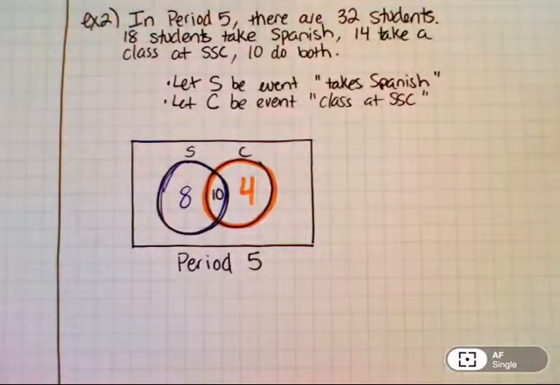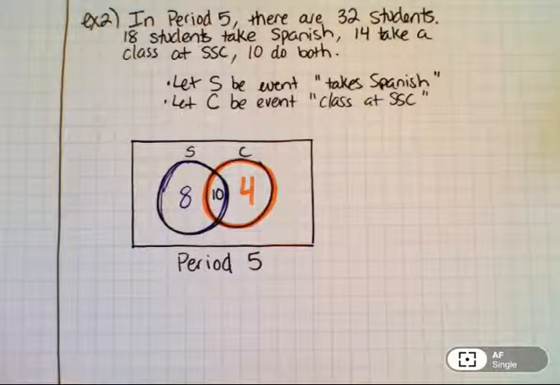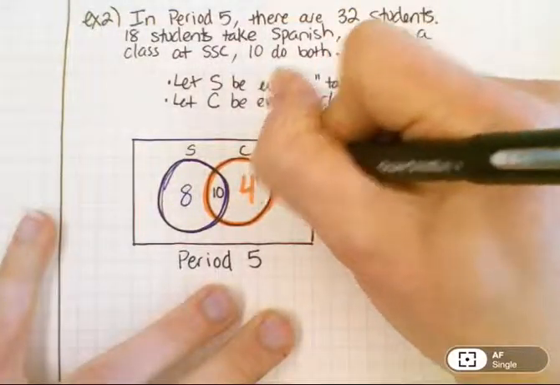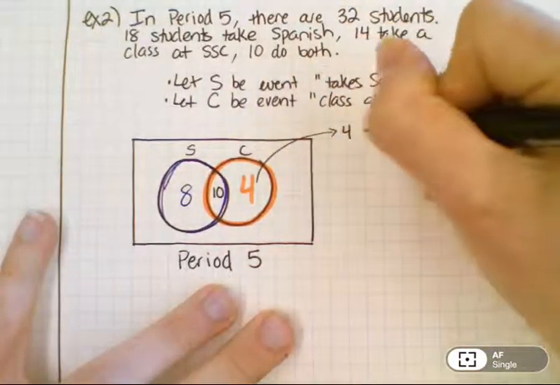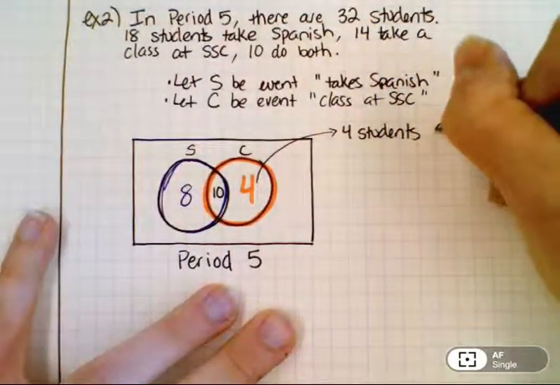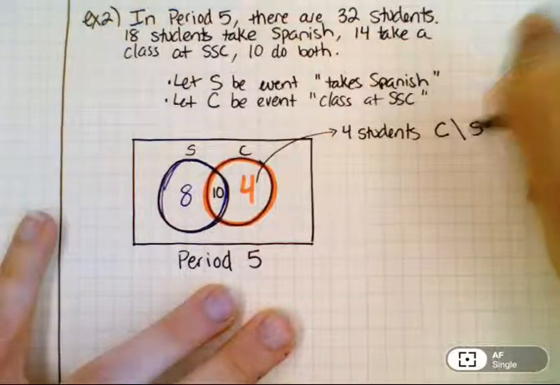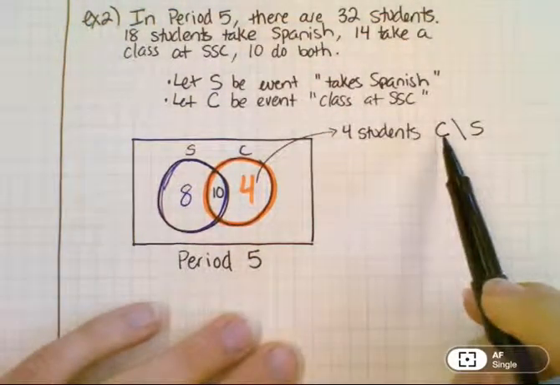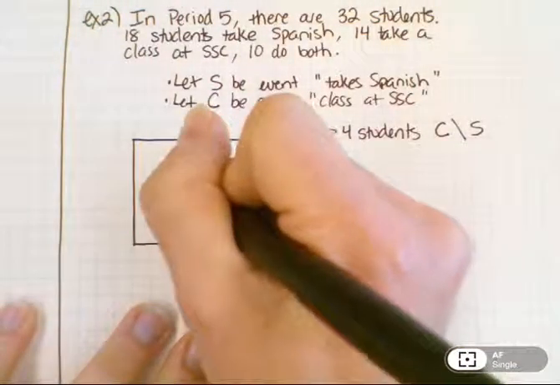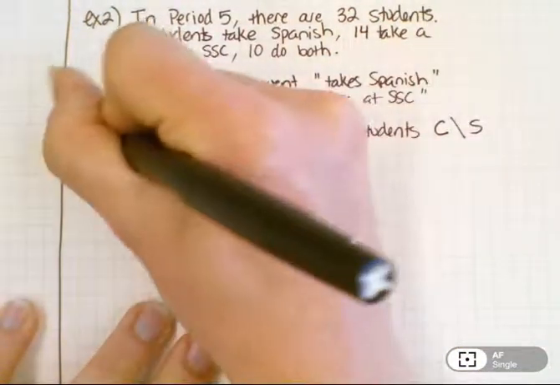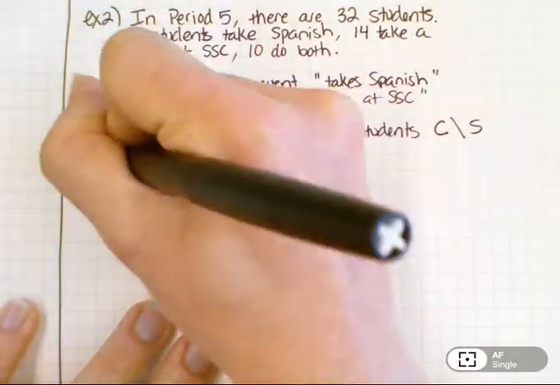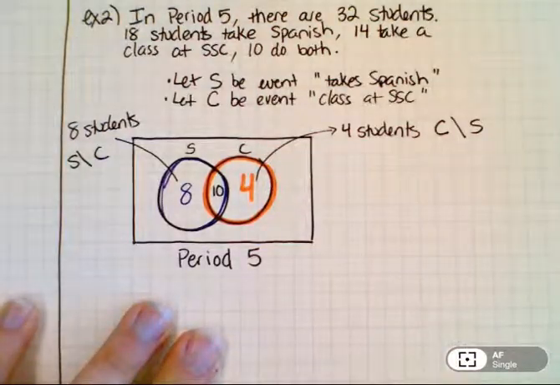So what I want to do for just a minute before we finish is label what each circle means. So what I'd like you to do is say there are 4 students who take C but not S. Okay? They take a class at Sabin-Schellenberg but they don't take a Spanish class. There are 8 students who take a Spanish class but not a Sabin-Schellenberg class.